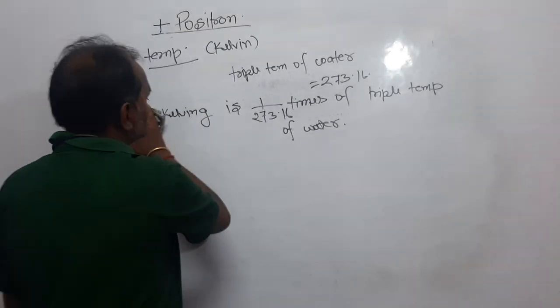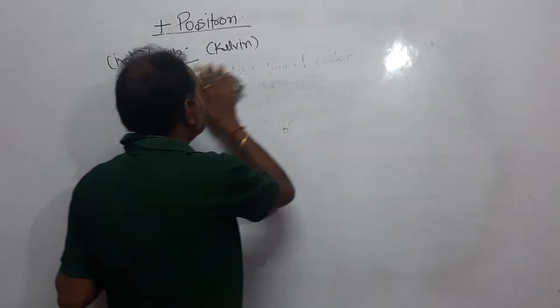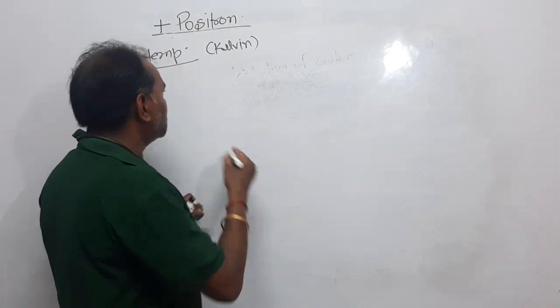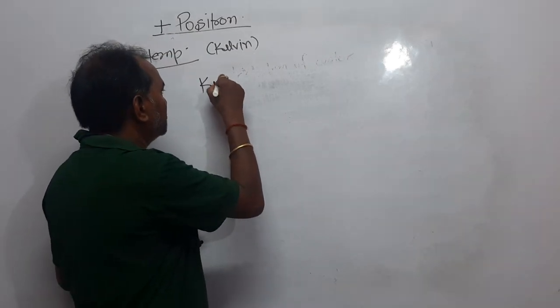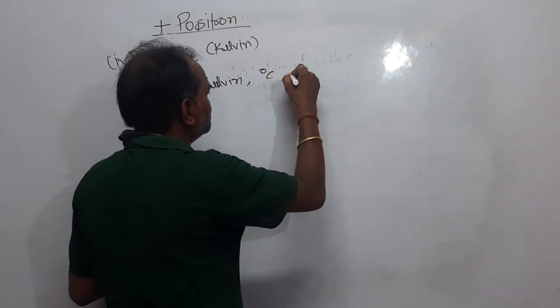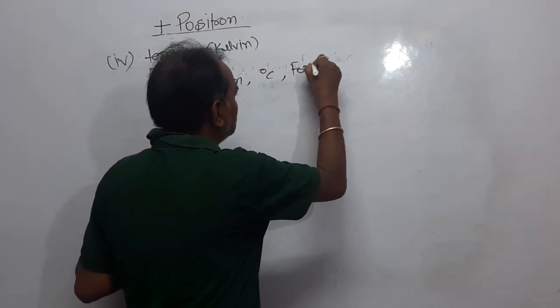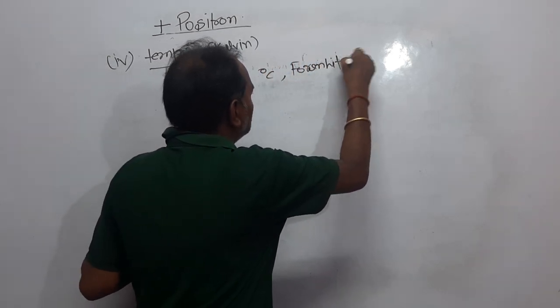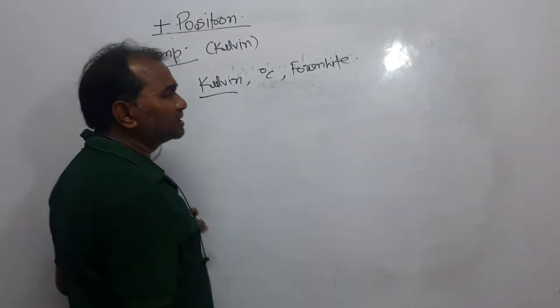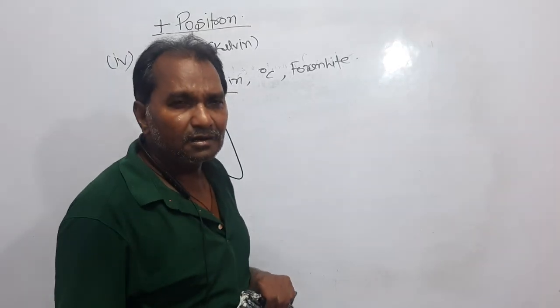Now, dear students, this is not the only unit that is used in the measurement of temperature. Many units are used. One is Kelvin, another is degree centigrade, and the other is Fahrenheit, which doctors used to use for medical purposes, right? How can Kelvin be converted into degree C, right?